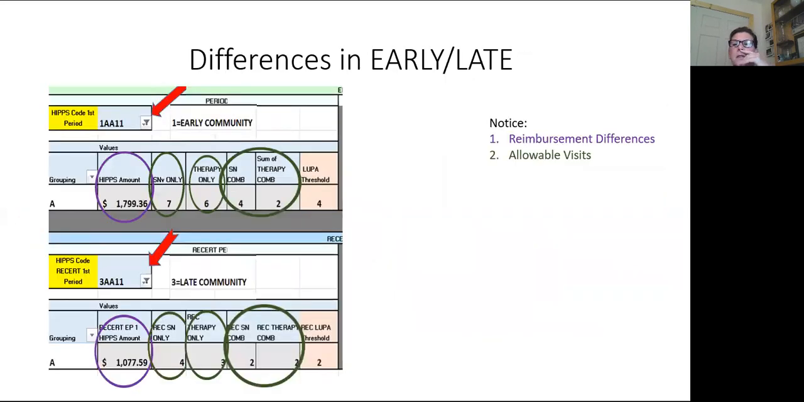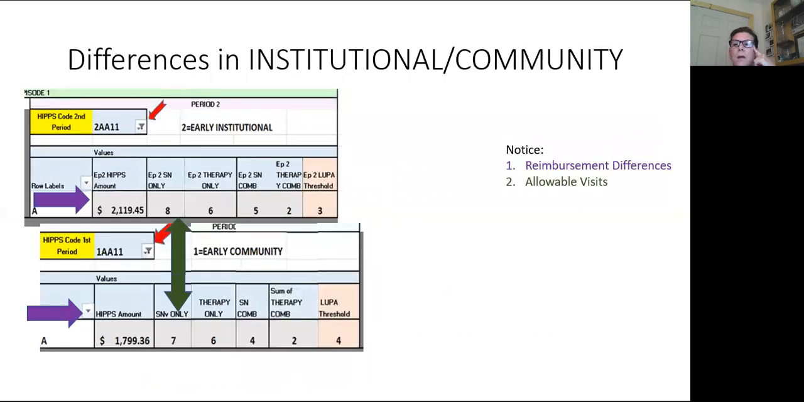This slide simply illustrates the difference in reimbursement, and therefore the number of visits that can be done within budget, between early and late episodes. All other variables are the same in the next few slides: the community, the grouping, the functional need, and the comorbidity. This slide illustrates the difference in reimbursement, and therefore the number of visits that can be done within budget, between institutional and community episodes.